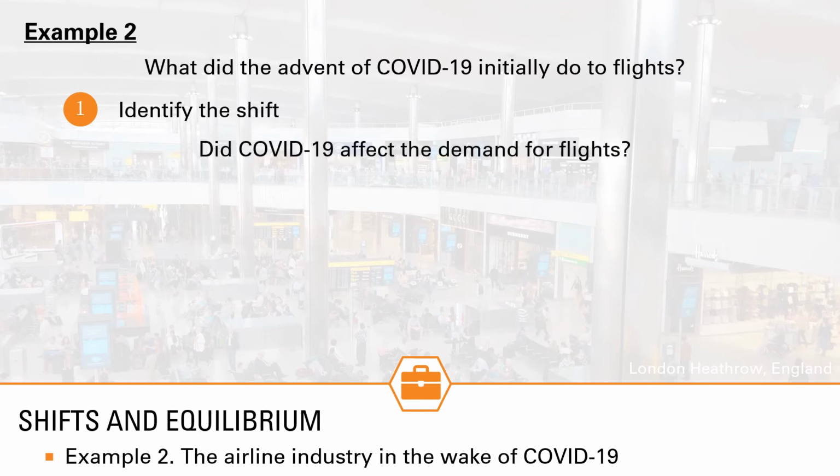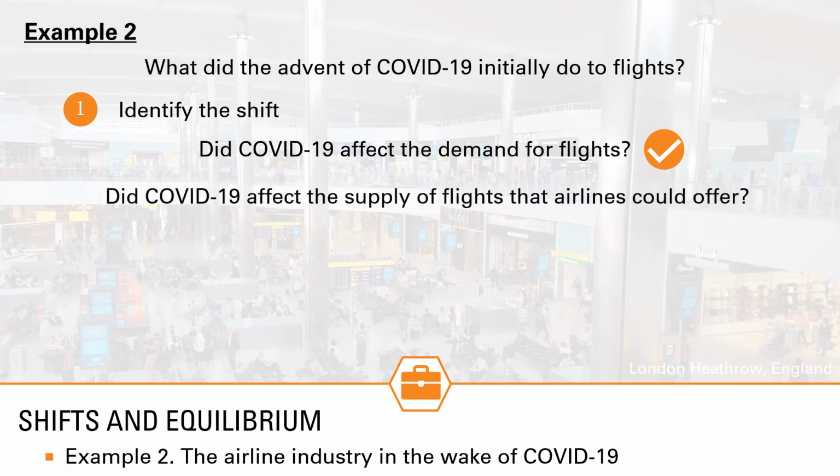First, did COVID-19 affect the demand for flights? Well, of course it did, right? Travel bans. People didn't want to catch COVID-19 from, say, the first places affected, like China, Italy, and all of these places. So yes, COVID-19 did affect the demand for flights. But how about the supply? Did COVID-19 straightforwardly affect the supply of flights that airlines could offer?